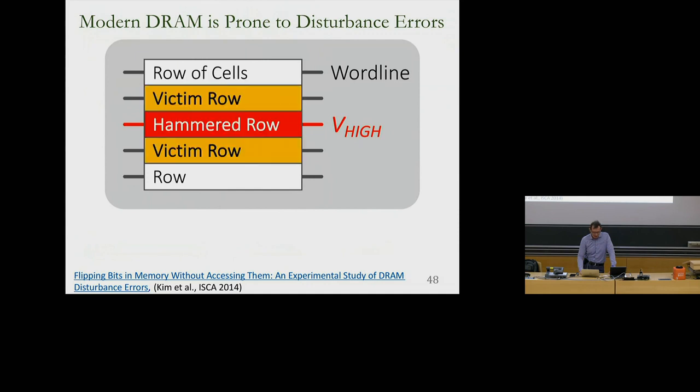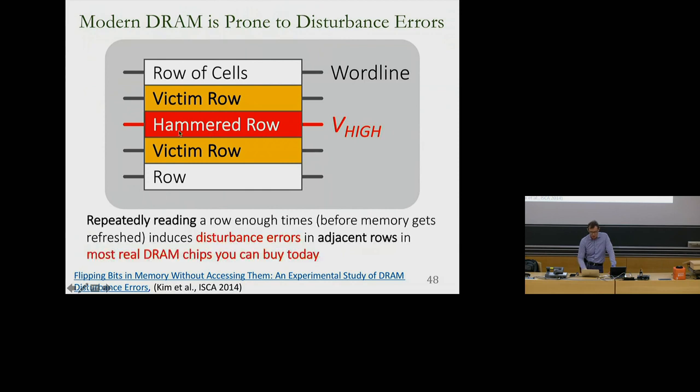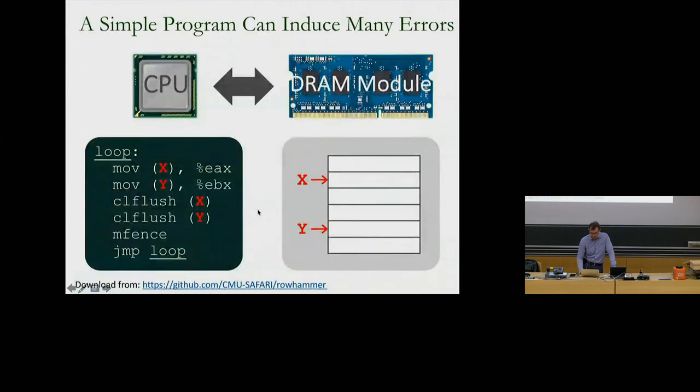So this is a hammered row, these are the victim rows. So basically you can flip bits. Even though you don't have any access to this victim row, you may have access to this row. You just need to have read access, not even write access, because whenever you have a read access, you're actually activating the row. And you do it many times before the cells get refreshed. And it turns out in most DRAM chips that you can buy today in physical memory, you can flip those victim rows, the vulnerable bits.